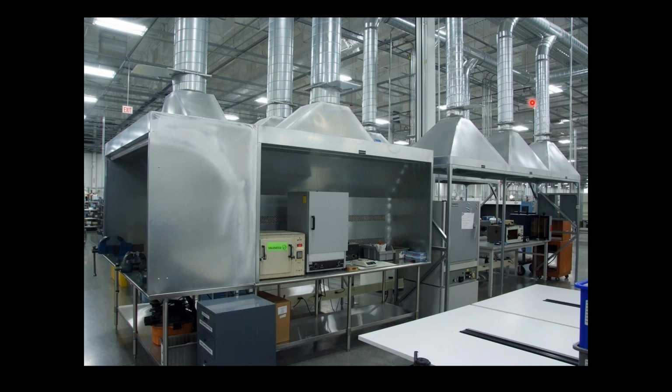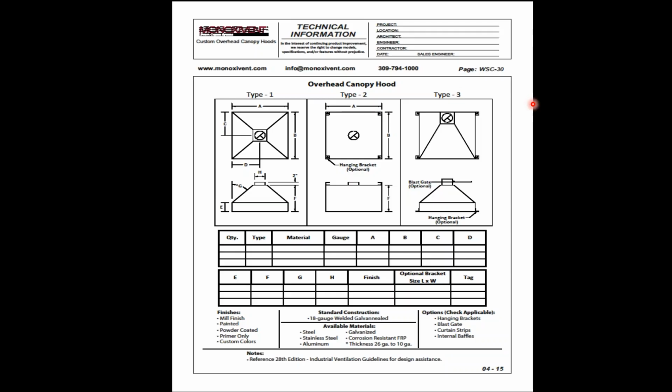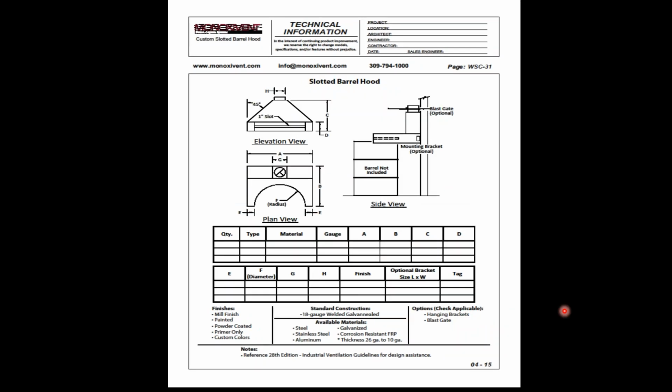All right, so I told you earlier we do a lot of custom work. This is an example of some of the hoods that we do. And I think, again, we do them very well. We do all types of customization. We do have some standard templates available on our website. So this is overhead canopy hood, type 1, type 2, type 3. You would fill in the different dimensions and we can provide you with a quote. This is for slotted barrel hood. But again, if you have something that doesn't fall into these two templates, just give us your idea, some of your dimensions, and we can design something for you and come up with a customized quote for you.